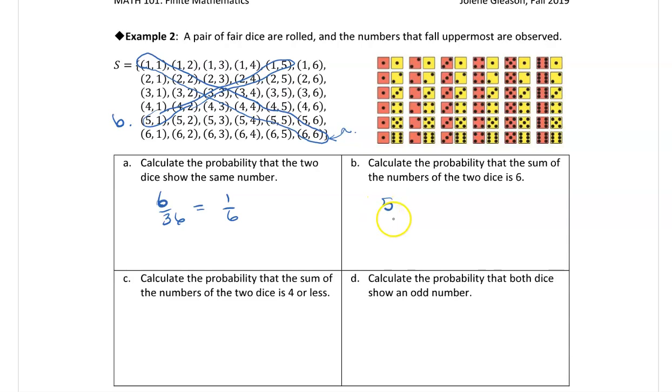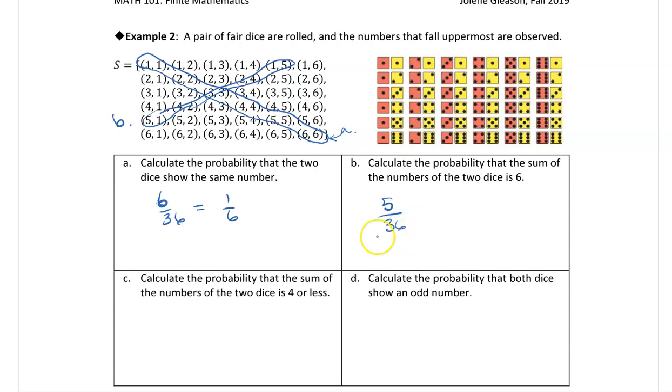Or sorry, I said that wrong. It would be 1/36 plus 1/36 plus 1/36 plus 1/36 plus 1/36. We can add that all up and we get 5/36. Now that doesn't reduce. There are no common factors between 5 and 36, so that's our answer right there, 5/36.